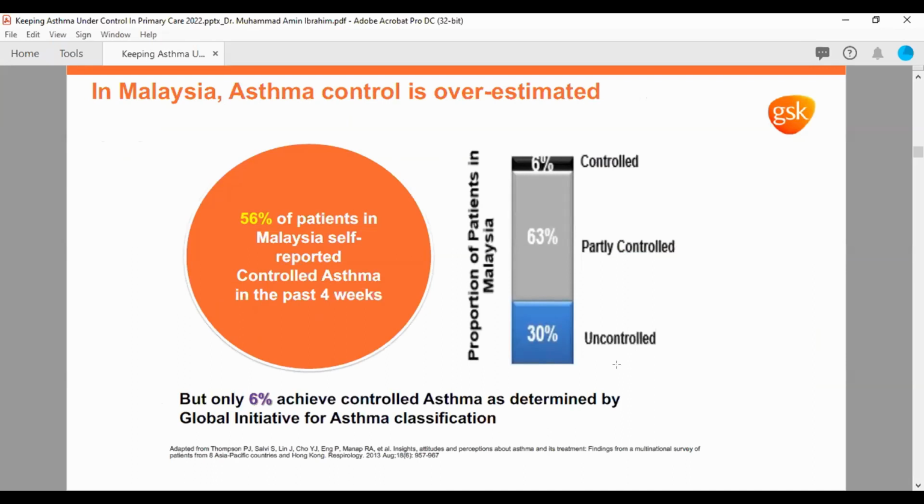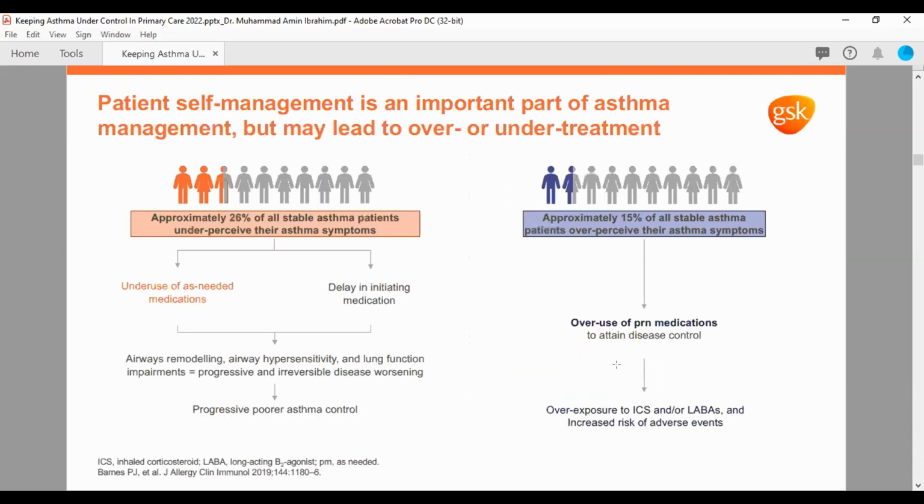More than 50%, 56% of asthma patients in Malaysia describe their asthma control as well in the past 4 weeks. Again, when we measure objectively the asthma control using the GINA score, only 6% of them have controlled asthma. The remaining 94% are either partially controlled or uncontrolled. Again, a similar finding. There is a mismatch between the patient's reported symptoms and the objective assessment of asthma control.